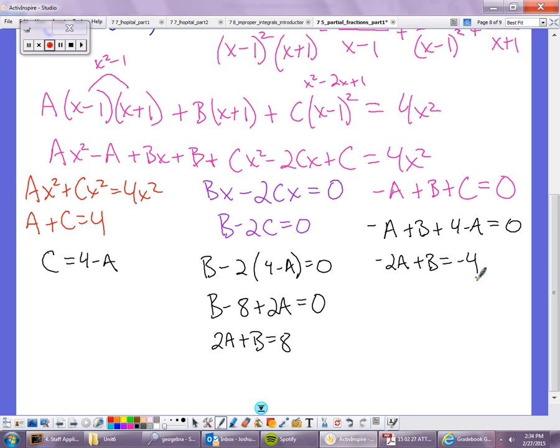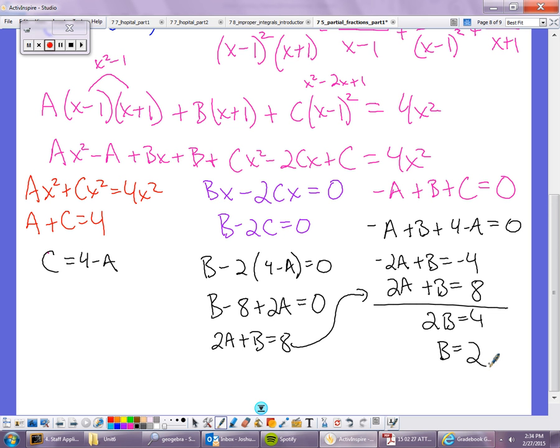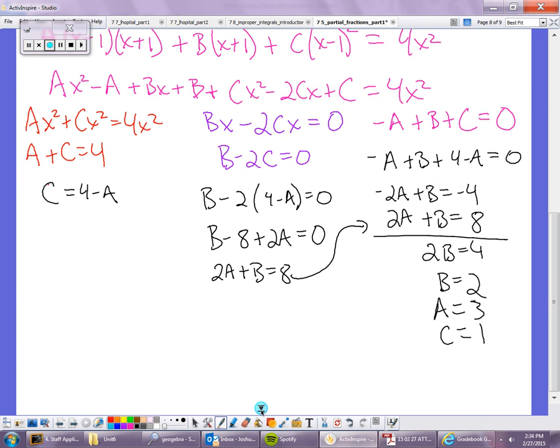Oh, that does work out kind of nice. So now I can bring this guy over here. 2a plus b equals 8. Add those together. 2b equals 4. So b equals 2. Then if b is 2, what is a going to be? 3. Yeah, 6 plus 2 is 8. And then c will be 4 minus a, so c will be 1. Oh, God, those are so pretty. Okay, you do want to take this one to prom.